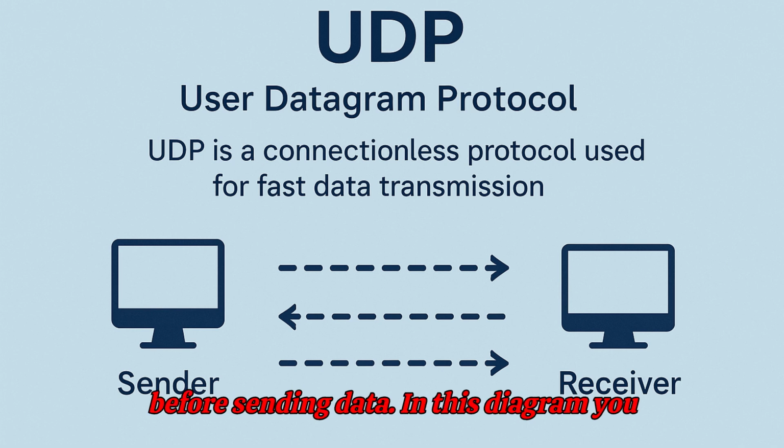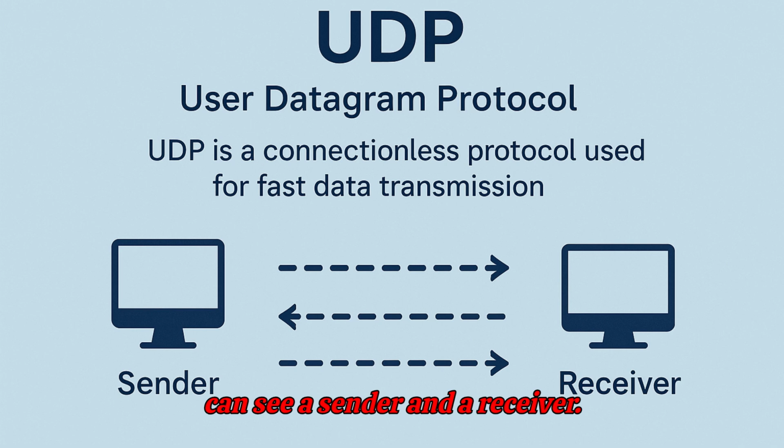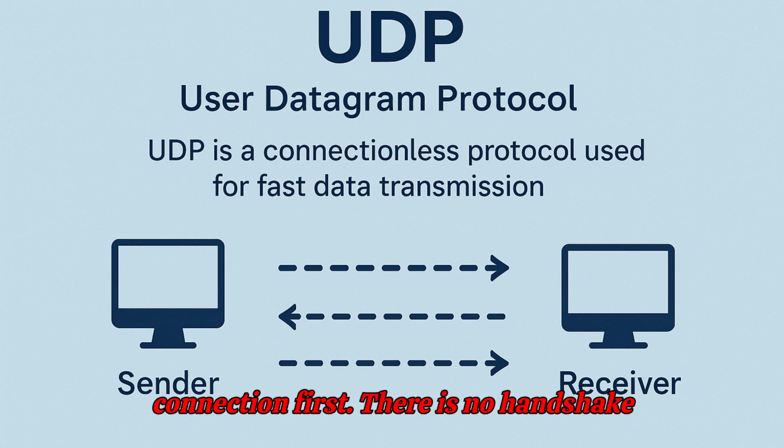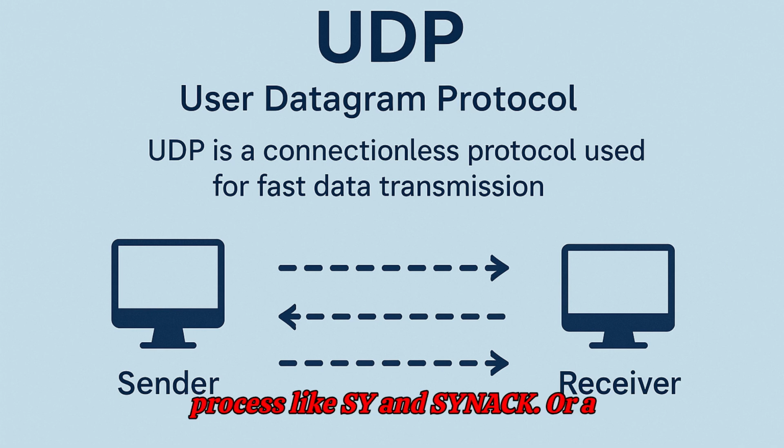In this diagram, you can see a sender and a receiver. The sender sends data packets directly to the receiver without establishing a connection first. There is no handshake process like SYN, SYN-ACK, or ACK.